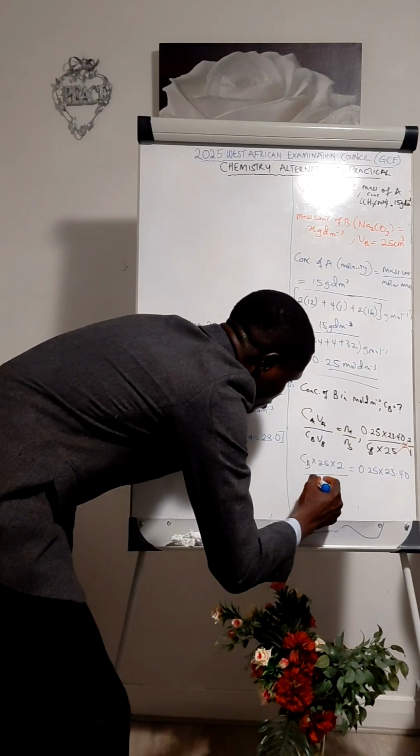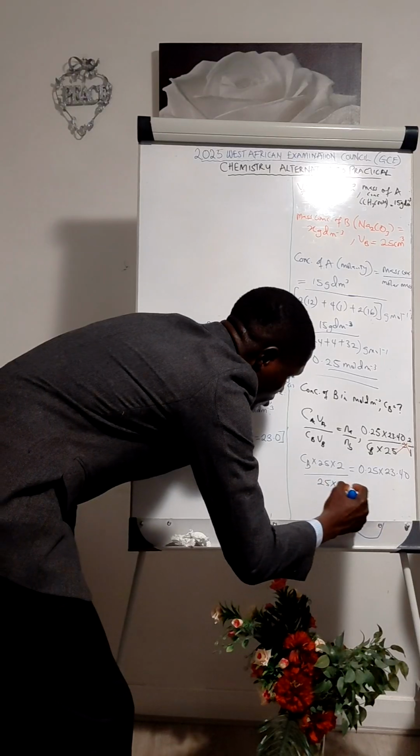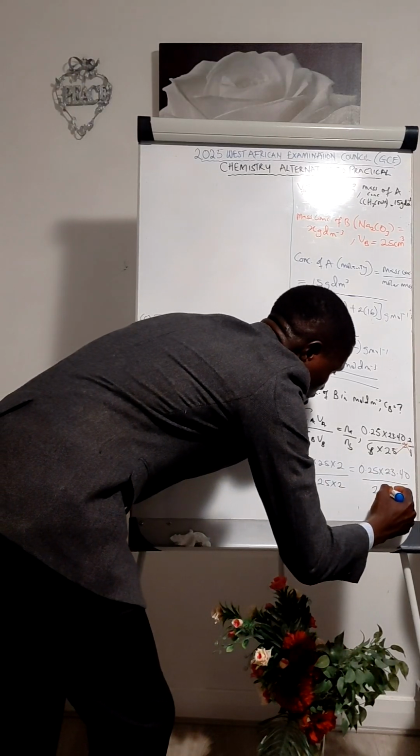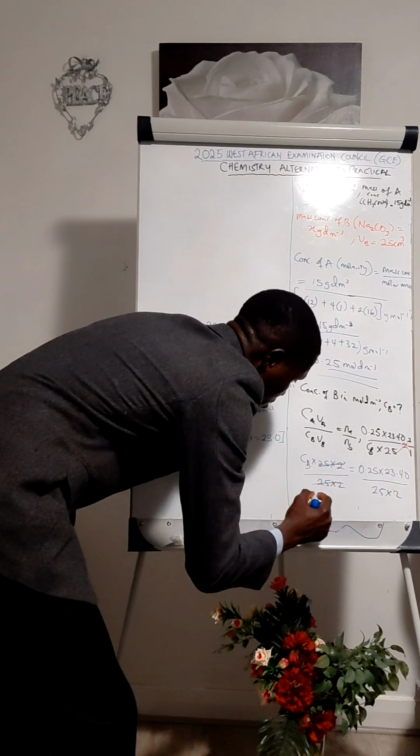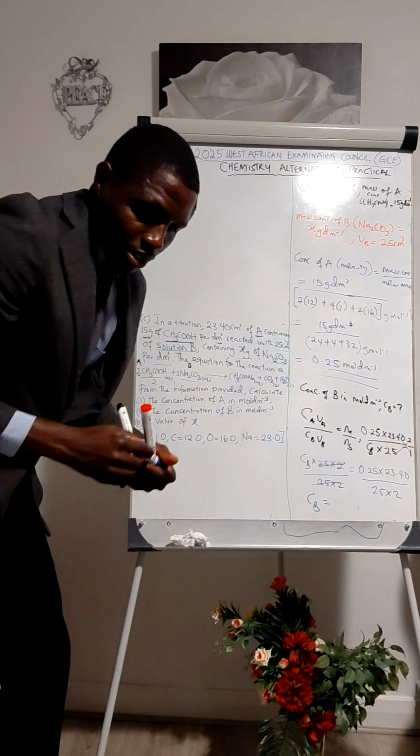So divide both sides by 25 times 2. Divide both sides by 25 times 2. So this one cancels out. What's going to be my CB? Let's quickly press the calculator.